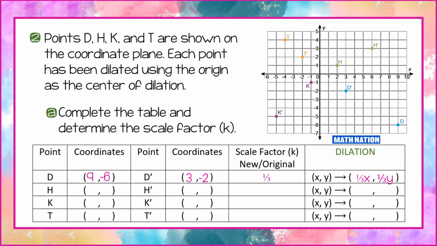Let's look at H. H is located at 2, 1, and H prime is at 6, 3. So new divided by original is 3 divided by 1, or 3. So same kind of thing for the dilation. Any point X, Y is going to go to 3X, 3Y. Point K has coordinates -1, -1. K prime is at -5, -5. So that scale factor is 5, and there we can fill in the dilation rule.